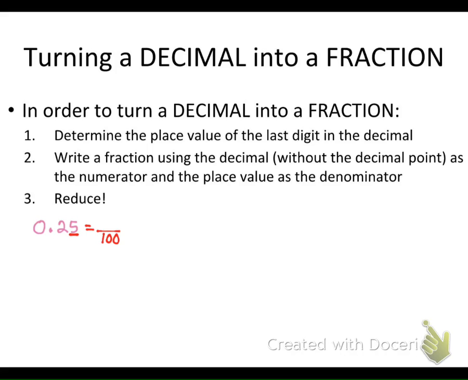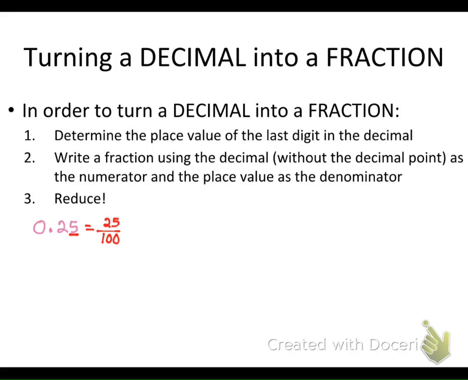My numerator is going to be my decimal without that decimal point. So what's that decimal without that decimal point going to be? If I take that decimal point out of that number, what do I get? So if I get rid of this decimal, what number do I write as my numerator? 25. Do I have to put that 0 in front of it? No. Nah, I can drop that 0. So it's just going to be 25. So that's step 2. Then step 3 is reduce.